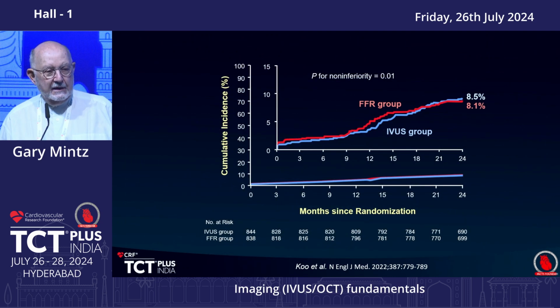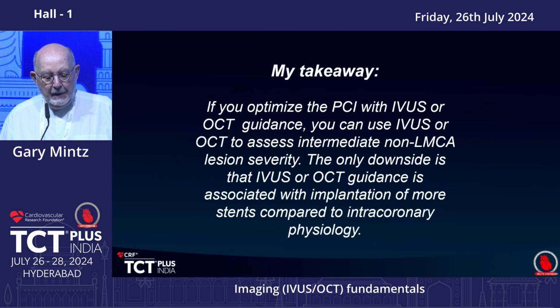The outcomes were identical. So my takeaway is that today, when assessing an intermediate lesion with either IVUS or OCT, you can use IVUS or OCT to decide whether or not to stent the lesion, just recognizing that you will place more stents with imaging to decide whether or not to treat than with physiology to decide whether or not to treat, even though the outcomes will be identical.